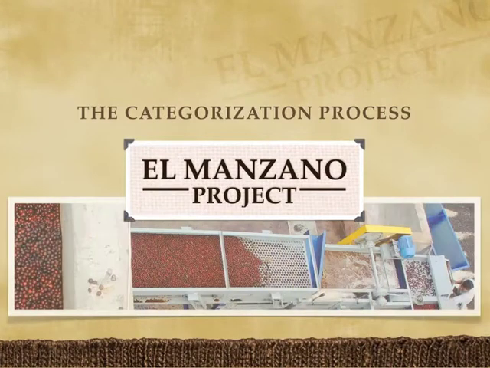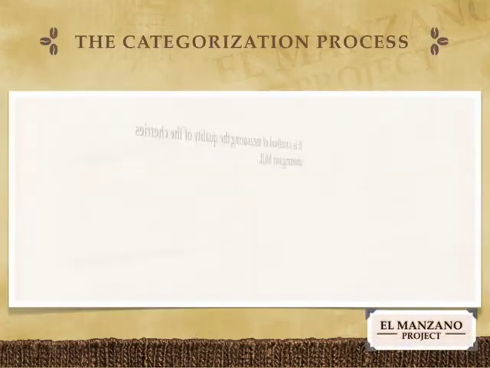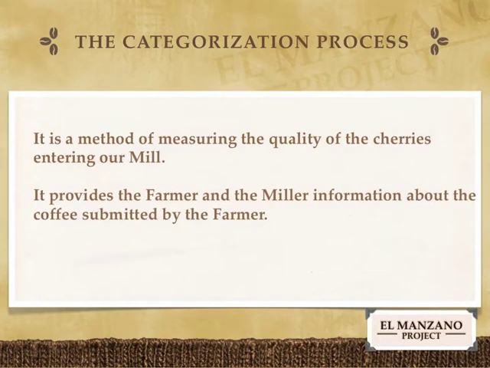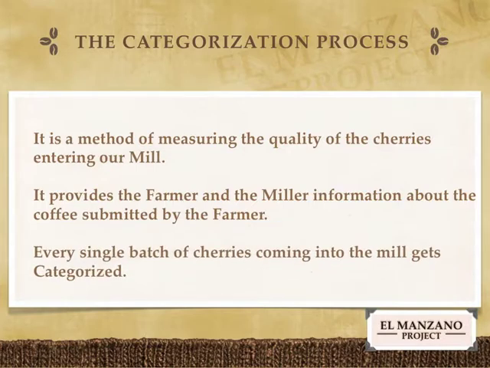After concluding our preparations for the experimentation process, the first thing we implemented and developed was a method for evaluating the quality of the cherries submitted by farmers to our mill. We called this the categorization process. It is a method of measuring the quality of the cherries entering our mill. It provides the farmer and the miller information about the coffee submitted by the farmer. With this process, every single batch of cherries coming into the mill gets categorized.